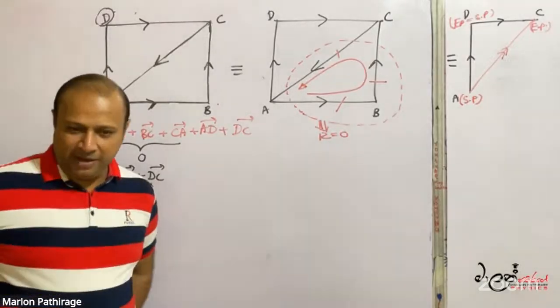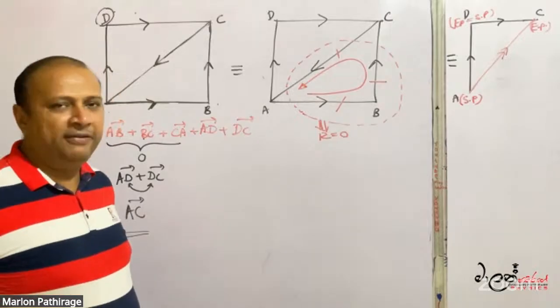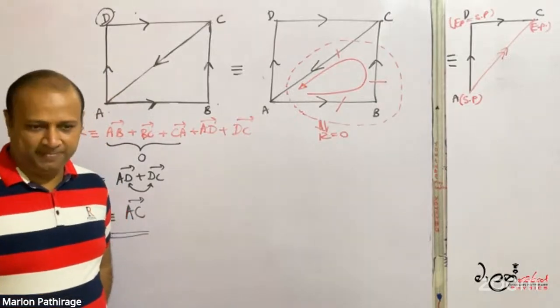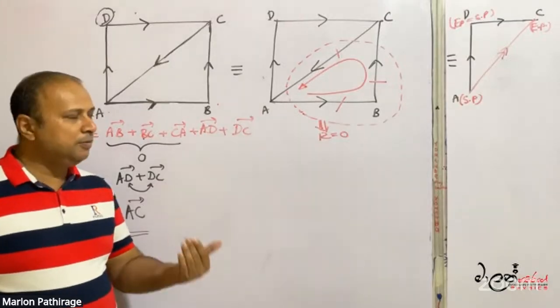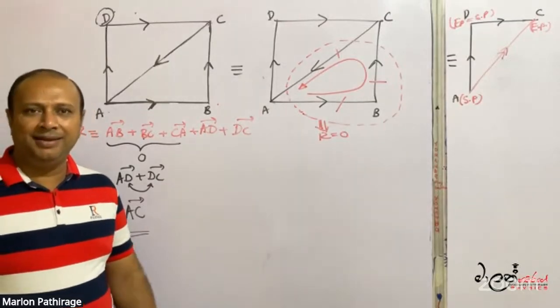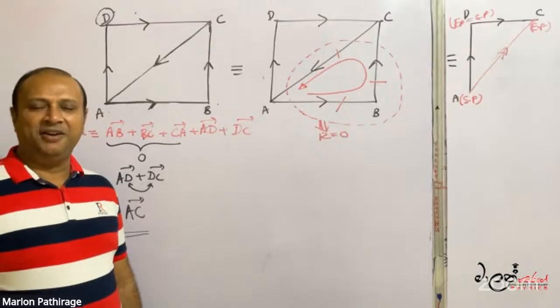And first you have to consider whether there is a closed loop or not. If there's a closed loop, yes, you can remove it. Once you remove the closed loop, then you can take the addition. And how to take addition?